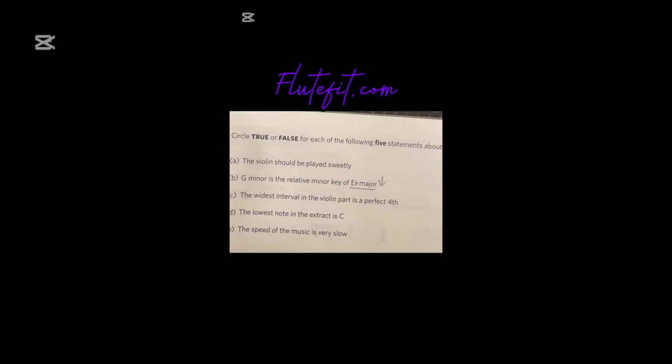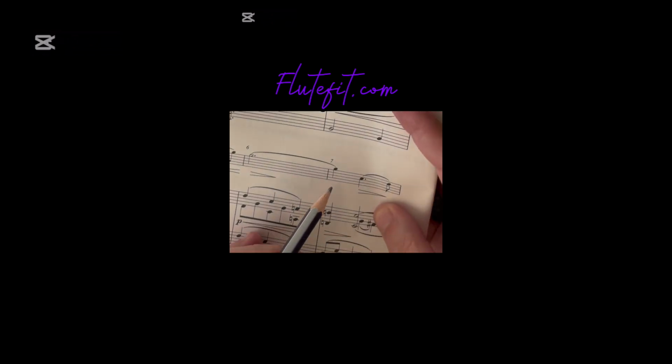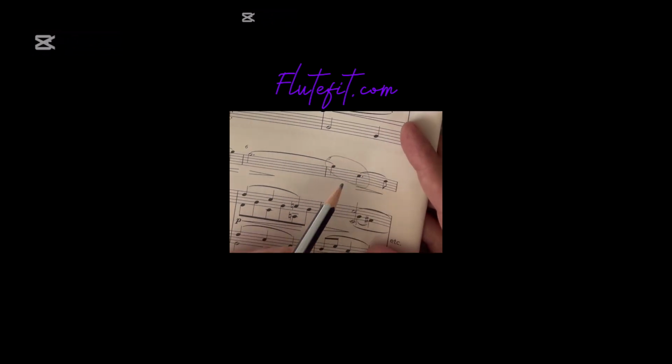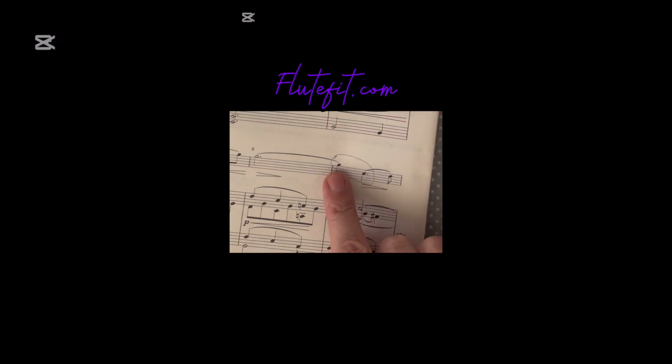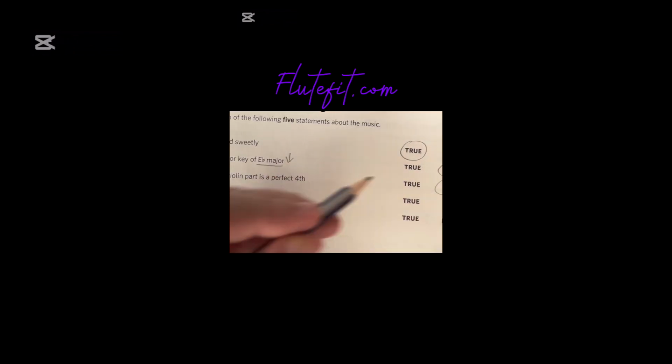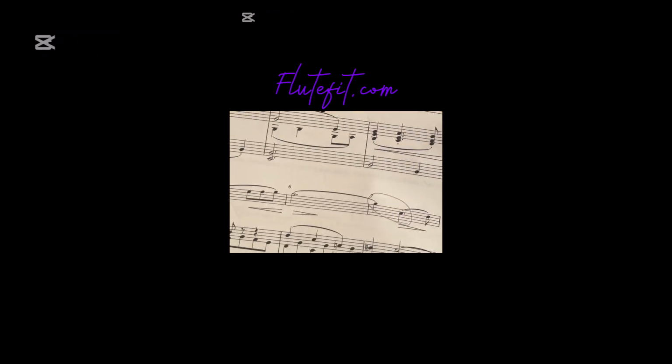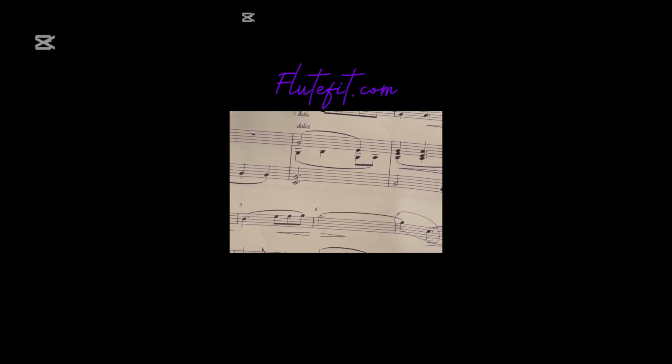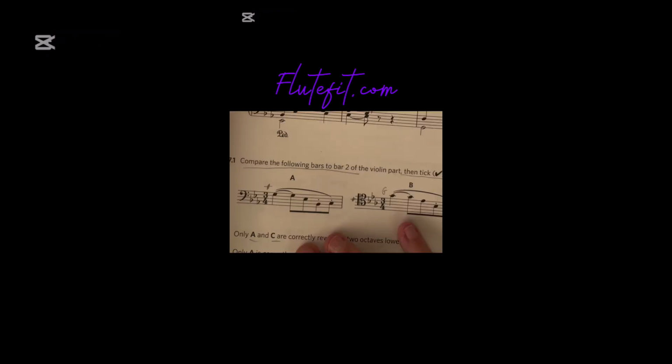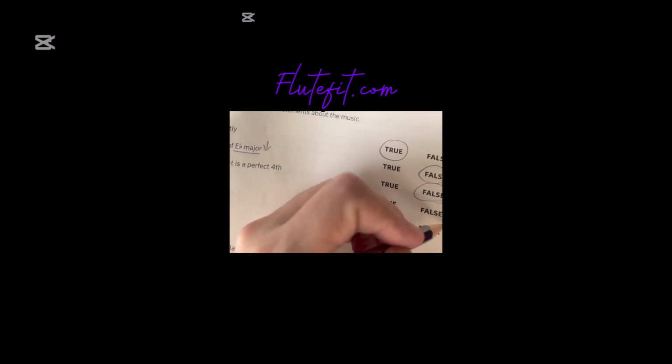Widest interval in the violin part is a perfect fourth. Here in bar 7 we have an interval from C to G, so that's a fifth. False. And then the lowest note in the extract is C, not saying violin part. So we have to have a look and see in the bass part as well if the lowest note is C. Down here in this part here we have an E flat.